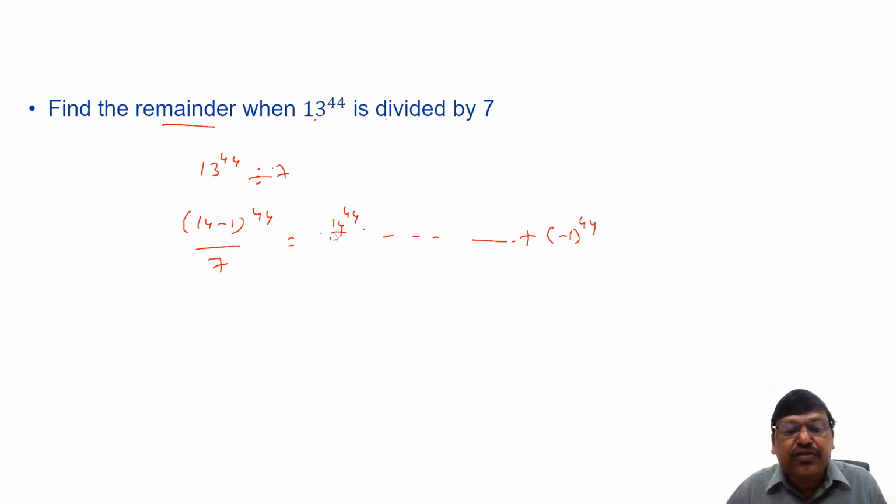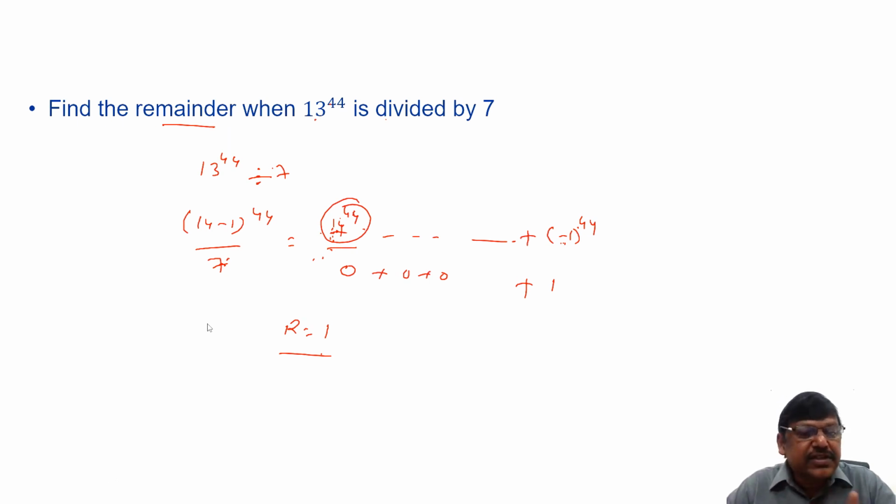If all other terms have 14, they are divisible by 14. Any power of 14 will be divisible by 14. Is 7 a factor of 14 or not? Yes. That means each of these terms will be divisible by 7, because 14 is a multiple of 7. Hence 7 divides each of them completely, so in each case I get remainder 0 except in the last case. What is the last case? Minus 1 whole power 44 is plus 1. So the remainder is going to be 1.